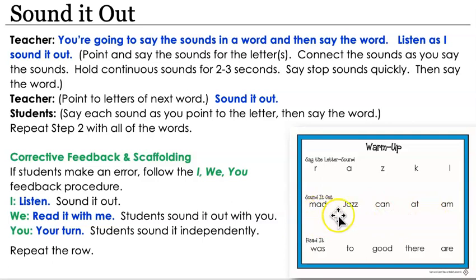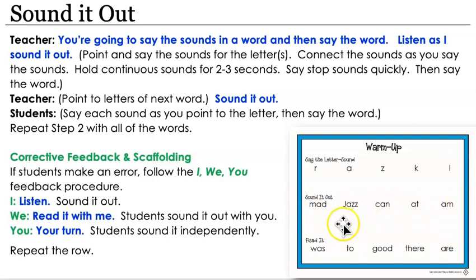Mad, mad. So the directions for this activity are, you're going to say the sounds in a word and then say the word. Listen as I sound it out. Mad, mad. Now you sound it out, and the students would do that. And you keep practicing with each of those.